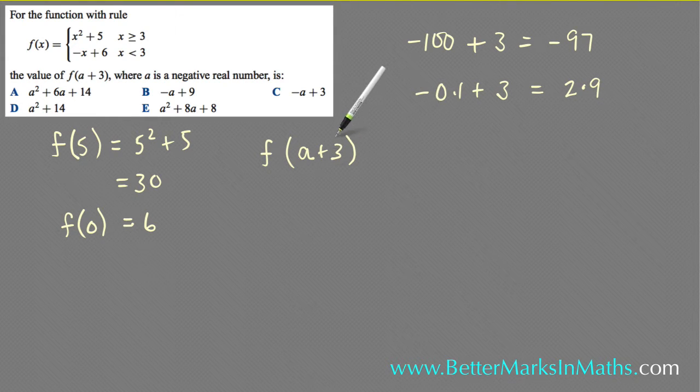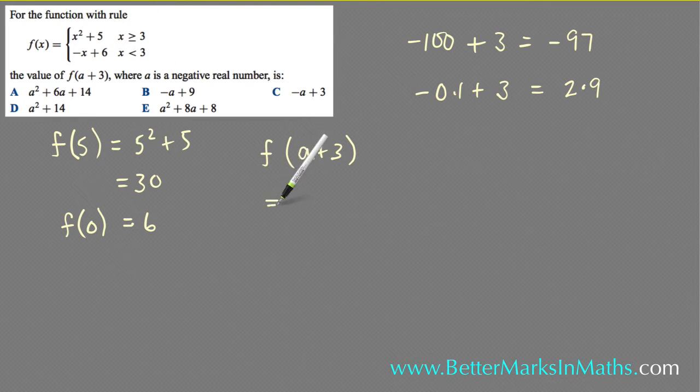So that means you're subbing a number here, and the value of that whole thing, if a is a negative number, is going to be less than 3. So that means the x value is going to be less than 3. So it means you sub it into this part of the hybrid function.